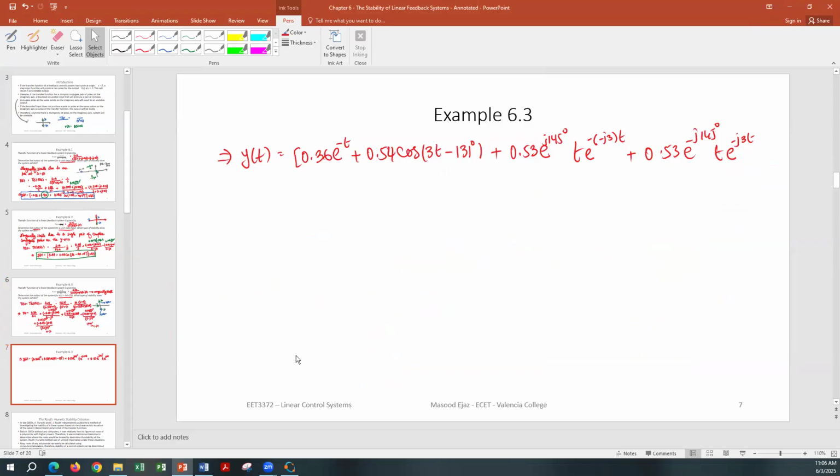So 0.53 e to the power negative j 145 degrees t e to the power negative j 13t. And now we can combine them. Don't expect me to give you this type of question, by the way. This is just to show you why that sinusoidal signal is creating an unstable output, but I'm not going to give you a signal like this or system like this in the exam for sure. Homework maybe, but not in the exam.